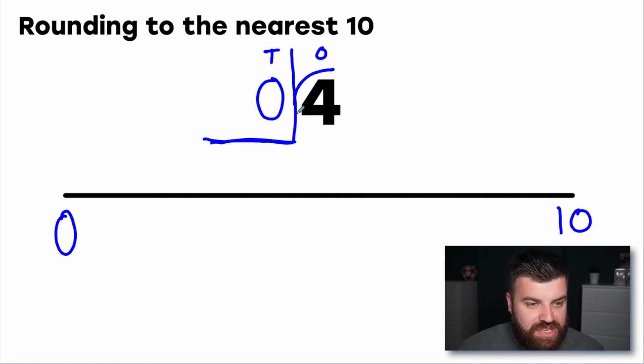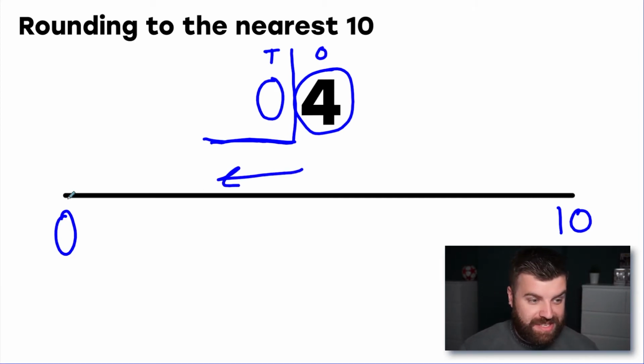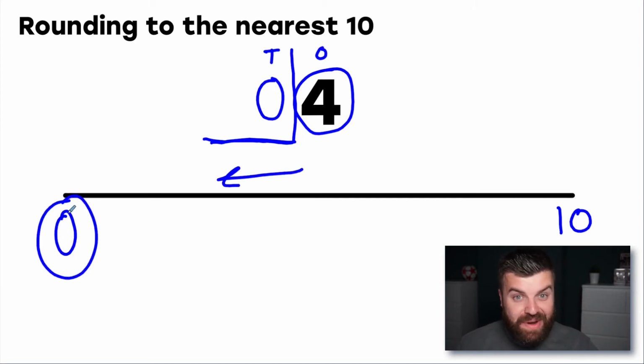We circle the digit next to the wall. It's a 4. That's a low digit. It's not at 5. 5's when we go up. We're at 4, so we're going to round down, and we're going to circle as our answer 0. It is a valid answer when rounding sometimes. 4 to the nearest 10 is actually 0. Oh, now I get it.